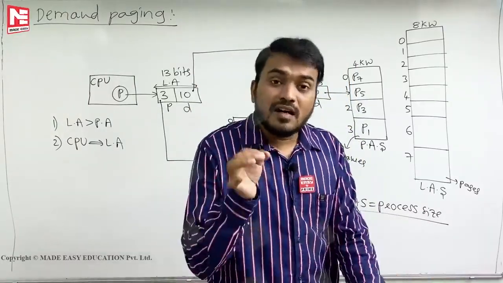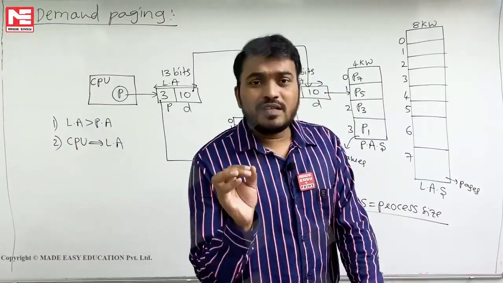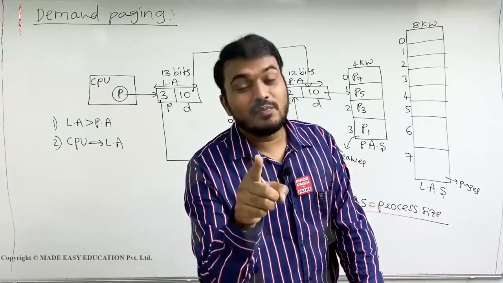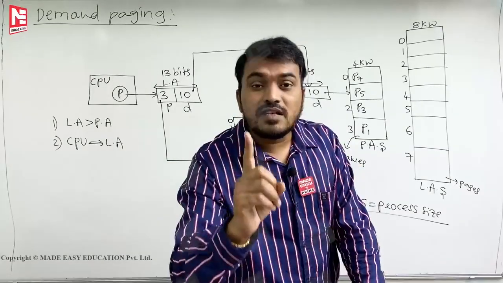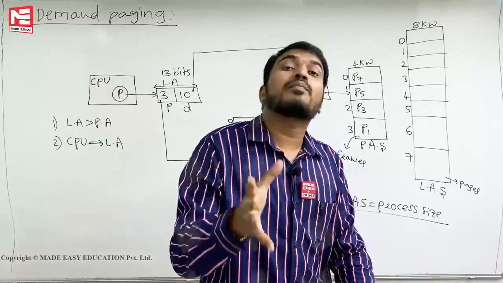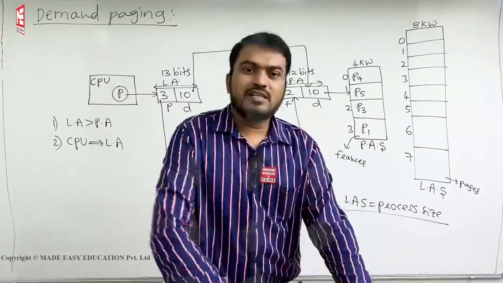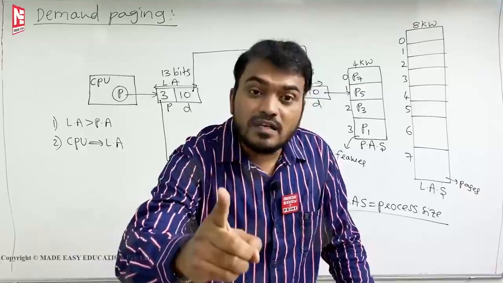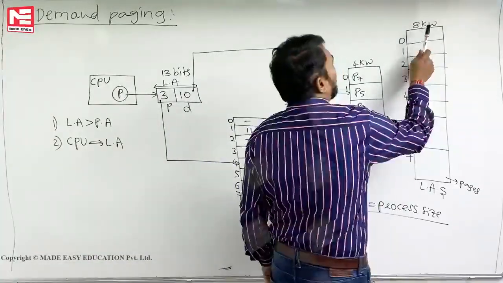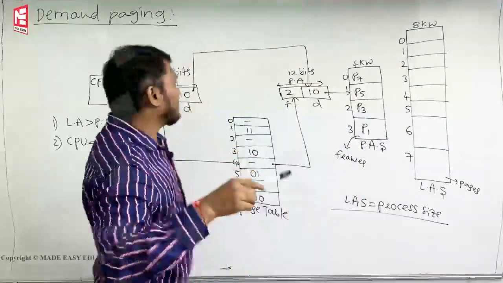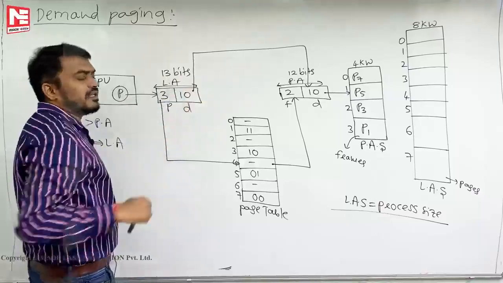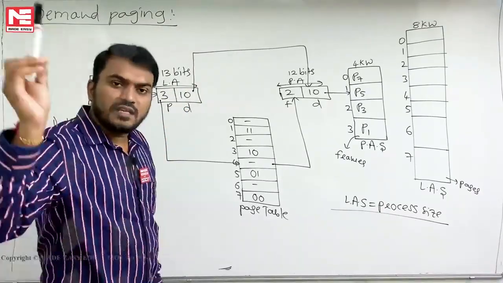Exactly. So that is the reason when the CPU generates the address, it will generate the address with respect to the size of the process. Now tell me, what is the size of the process here? 8 kilowords. So that is why the logical address it is generating is how many bits? 13 bits. 2 power 13 is 8 kilowords. Is that clear?